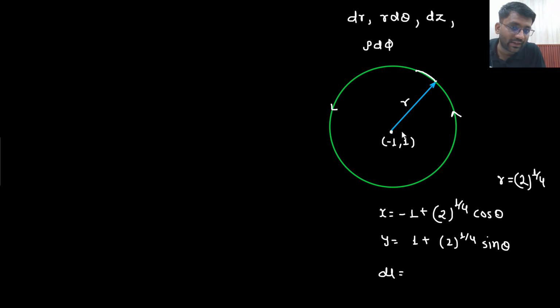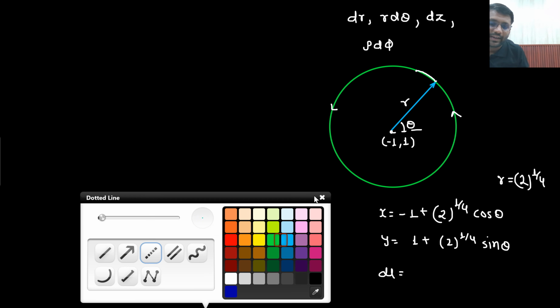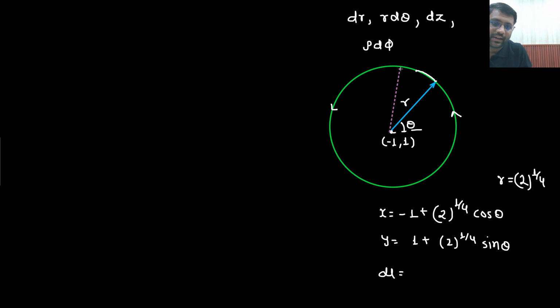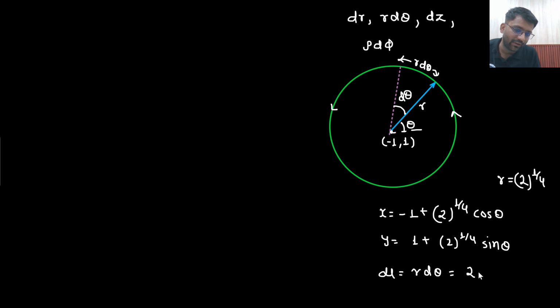So let's just say I was at angle theta. If I am moving in the direction of theta, then I will reach this particular place. So how much have I moved? I have moved d theta. And what is the radius? Radius is r. So I have moved r d theta. And the value of r is constant, which is nothing but 2 to the power 1 by 4. So when I am moving in the direction of theta, I am moving 2 to the power 1 by 4 d theta. So what is my dl? 2 to the power 1 by 4 d theta.